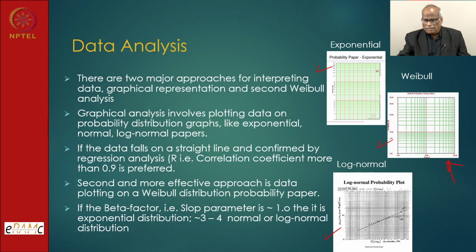If I plot data on a probability paper, exponential probability paper, and my data comes somewhere like this, so this line is passing through this, and later on we have to perform regression analysis also, but then I am sure that my data is following the exponential distribution. Okay. Now second, if I have a Weibull graph, and in the Weibull graph I get this, the angle of this is called the shape parameter, the beta factor. If it is 1, then again it is the exponential distribution.